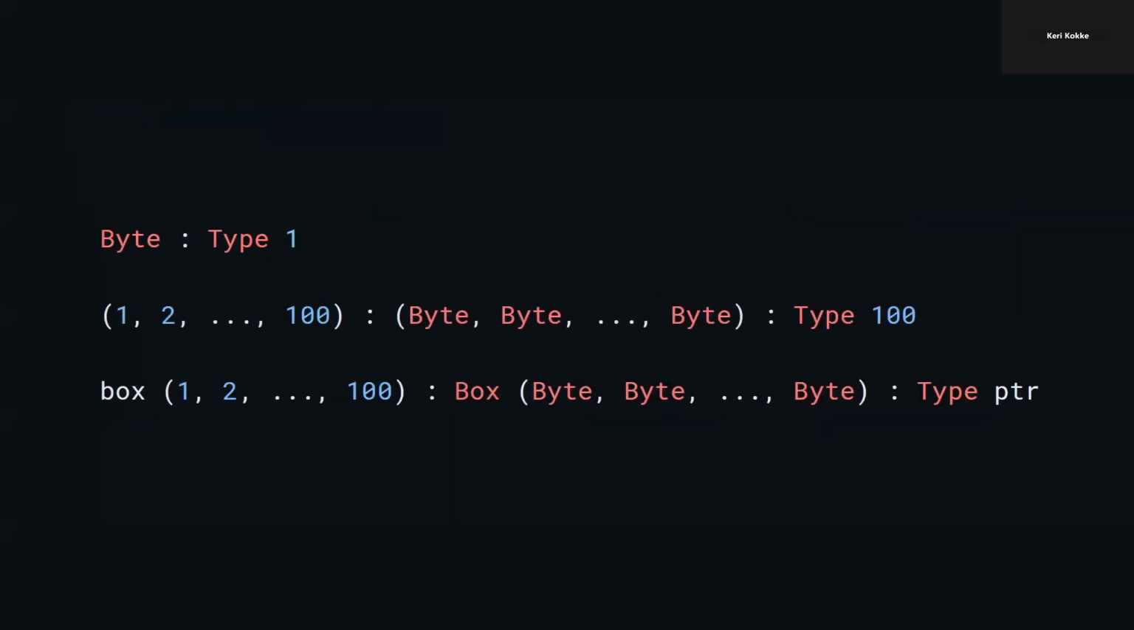So this is how we would be able to use a box. If we have, say, a sequence of 100 bytes, this is going to be a type of size 100, but if we box it, then it's going to be a box of this, which is just type pointer.